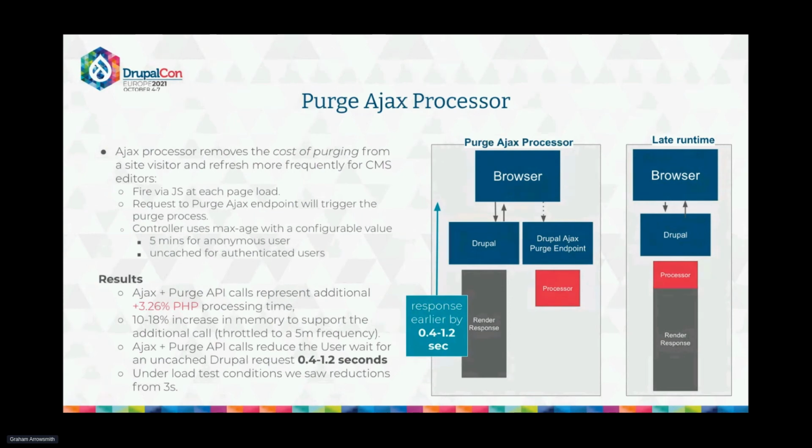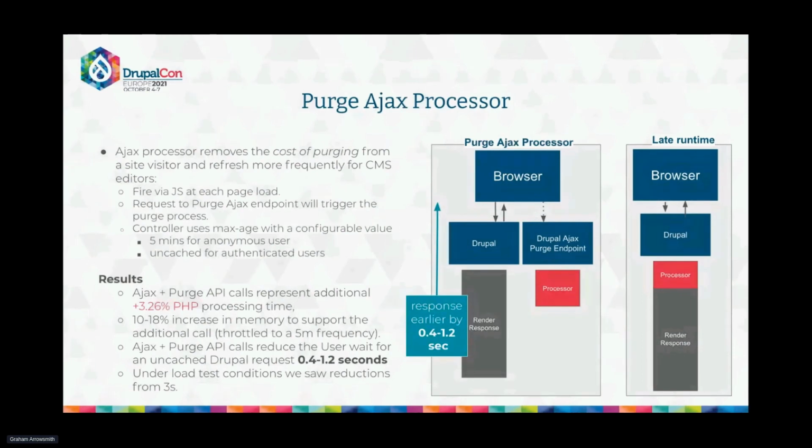What it took out of the critical path of the user is the time that was spent here, which could range anywhere between 0.4 to 1.2 seconds. That's pretty significant, particularly if you're really focused on performance metrics and your page speed to users. That's a good saving. And when we were undertaking some load test conditions, we saw a reduction from 3 seconds.